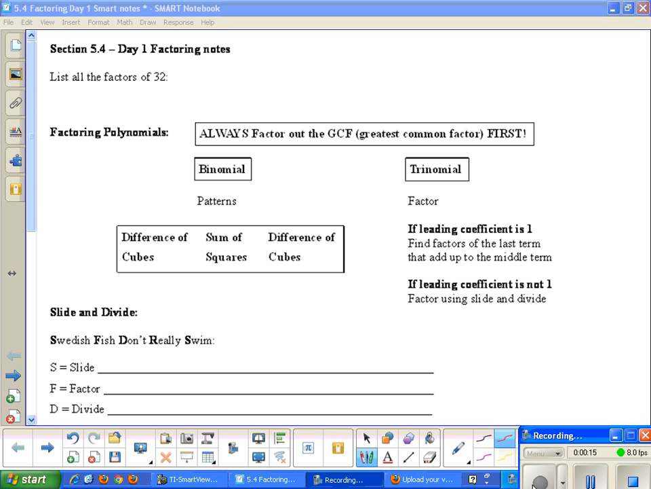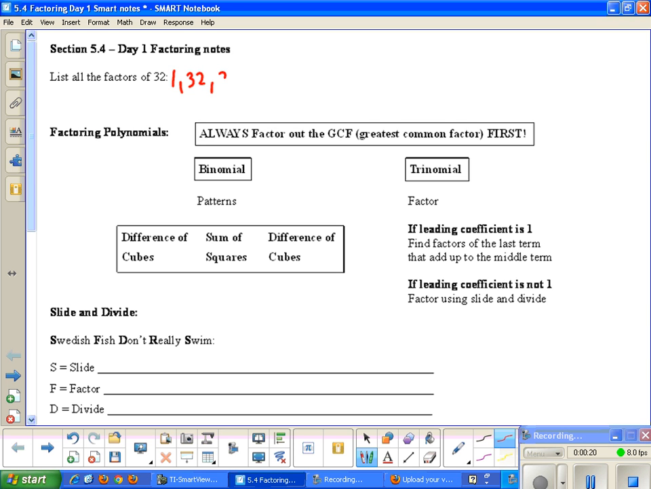So the factors of 32 I know are 1 and 32, 2 and 16, and 4 and 8. Because when you take 1 times 32, you get 32, 2 times 16 is 32, and 4 times 8 is 32.